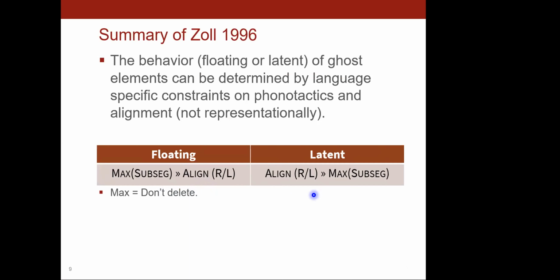For a latent segment, if you have the alignment constraint, this ghost element must be aligned to the right edge of the word, and that's ranked above MAX-SUBSEG, which is don't delete it, then it's going to be more important for the alignment constraint to be satisfied than it is for the realization constraint to be satisfied.